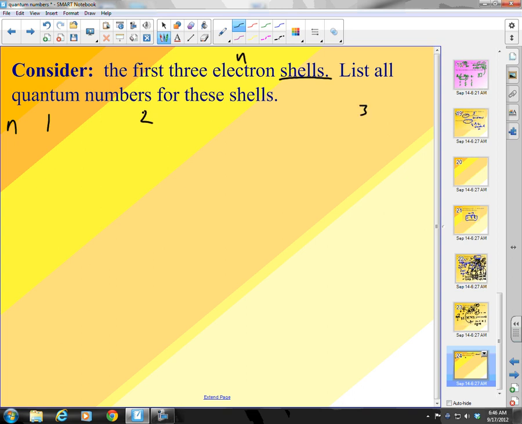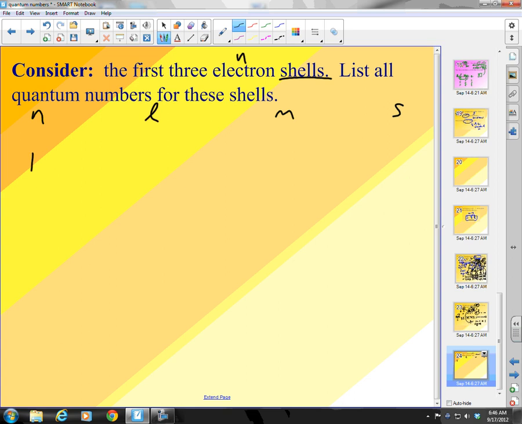We're going to need lots of space. I'm going to have to write small. I'll tell you what, I'm going to do this sideways so we have plenty of space. So this is my N, here's my L, and here's my M, and here are my S's. Good. So N equals 1.